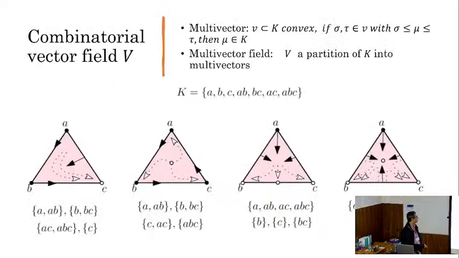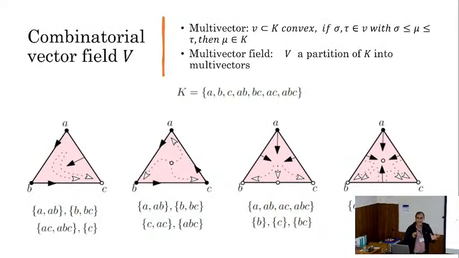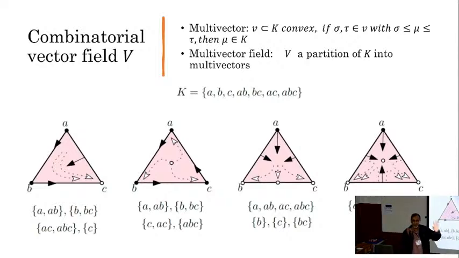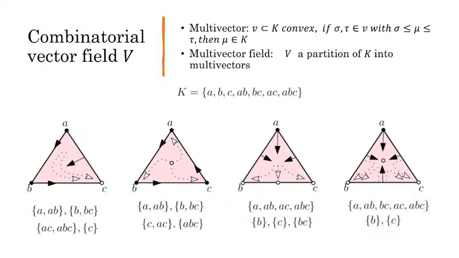Now let me go to the next one. What is the connection between this combinatorial vector field and the continuous vector field? I am going to give an intuitive idea here with this picture.